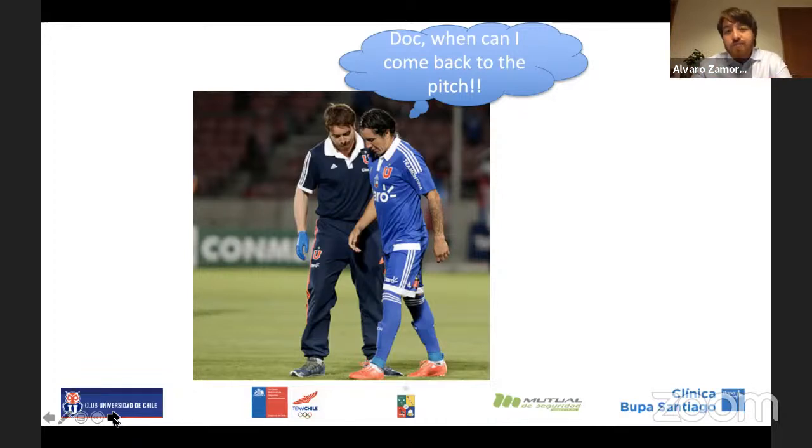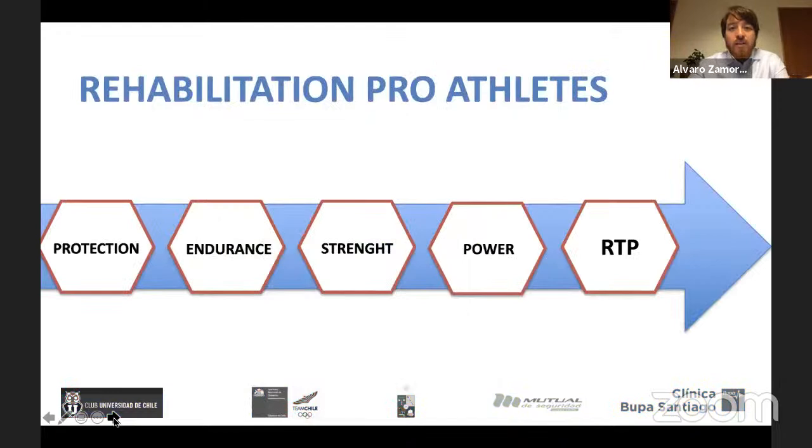come back early. So our rehabilitation in pro athletes has these 5 stages. The first one is protection, then endurance, strength, power, and return to play. Every step is objectivized with a clinical examination and a couple of biomechanical tests.